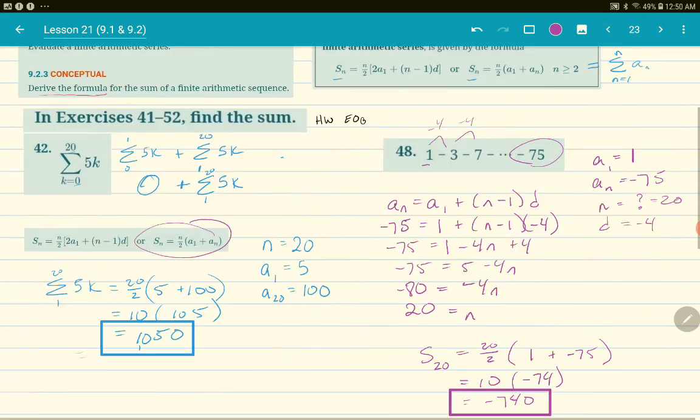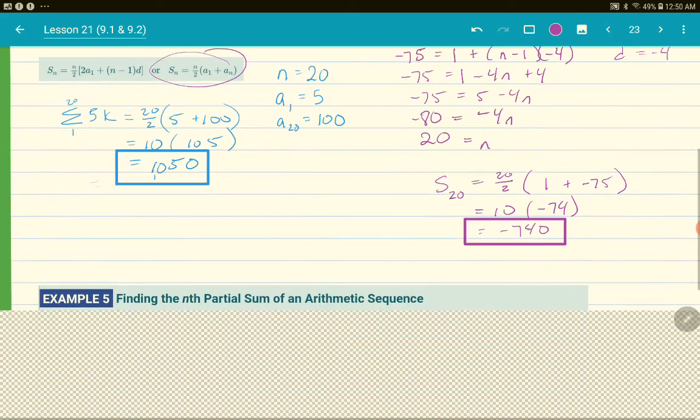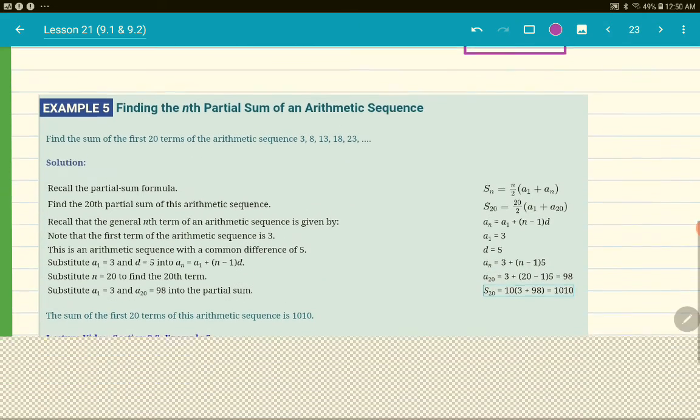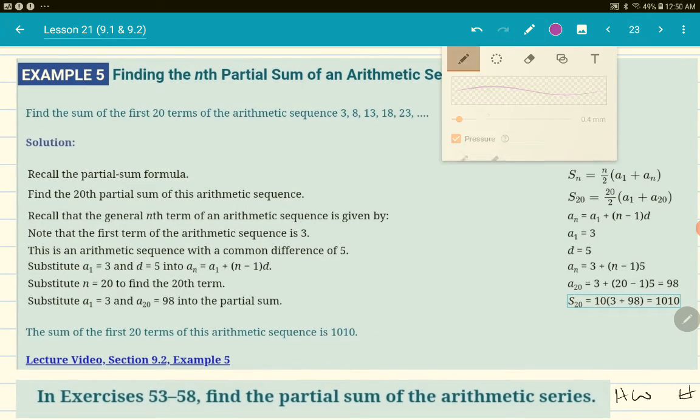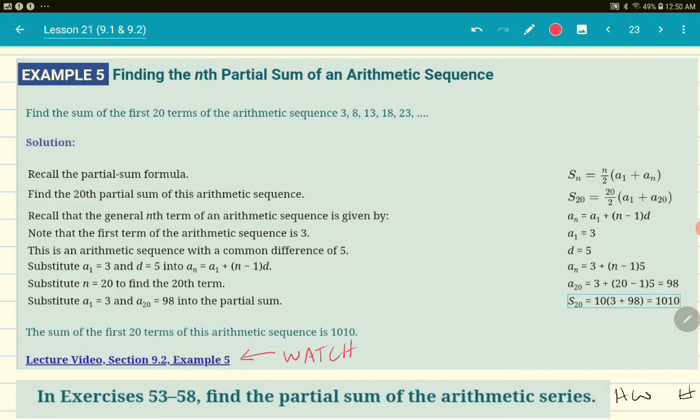Okay, once you feel comfortable with those two examples, it's time to go look at an example from the textbook. So I'd like you to open your electronic textbook and get the video for example 5 and watch that. That is on page, I do not know what page that one's on. 709. Okay, so pause this video, watch that example, and then come on back here.